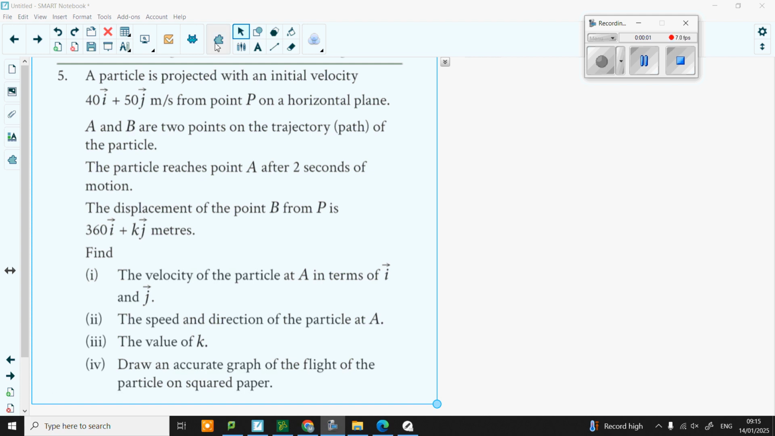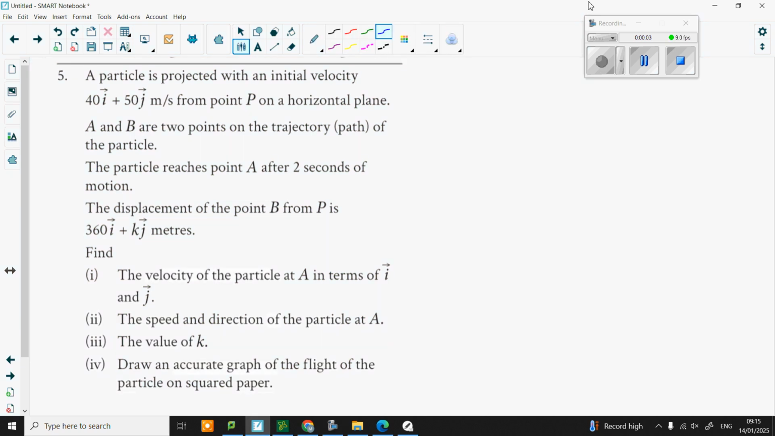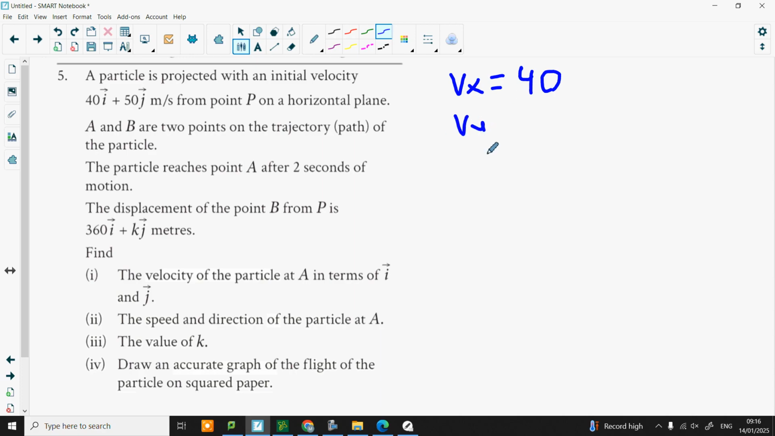Okay, particle trajectory, initial velocity 40i plus 50j. So we're going to write down the four equations really quickly. Vx always stays at 40. Vy stays at 50 minus gt, so 50 minus 9.8 times t, using the formula v equals u plus at.